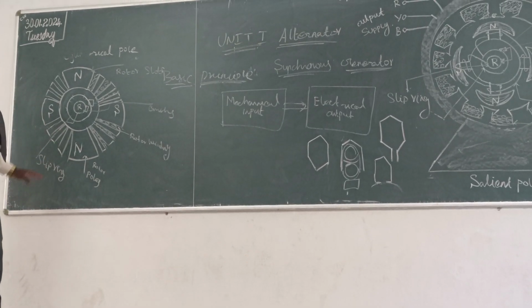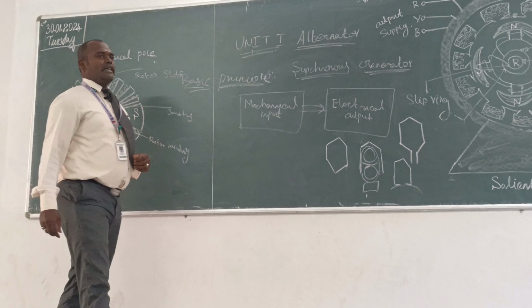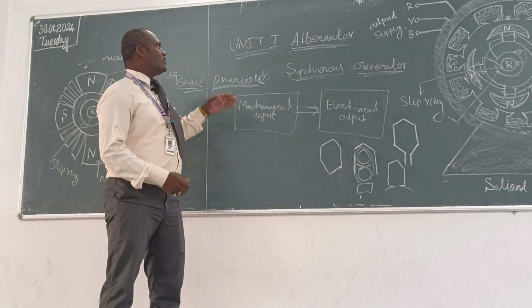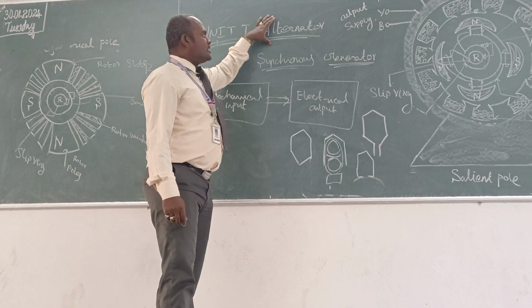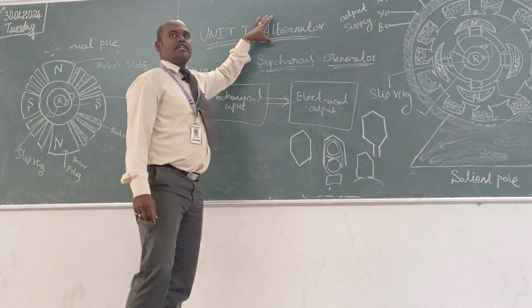Okay, good morning. Today we are going to discuss AC machines. The first unit, you all know, is unit 1, the alternator. The alternator, in the sense, is capable of generating power.